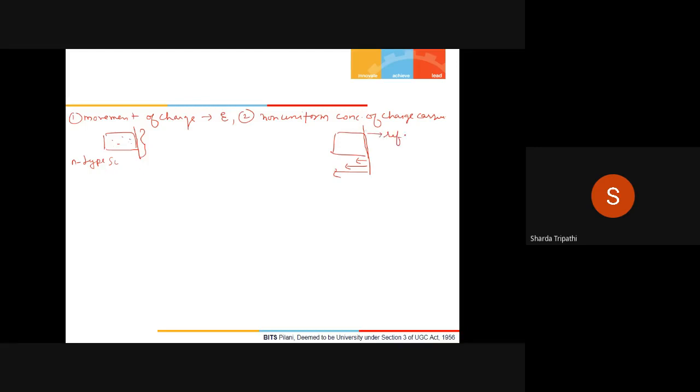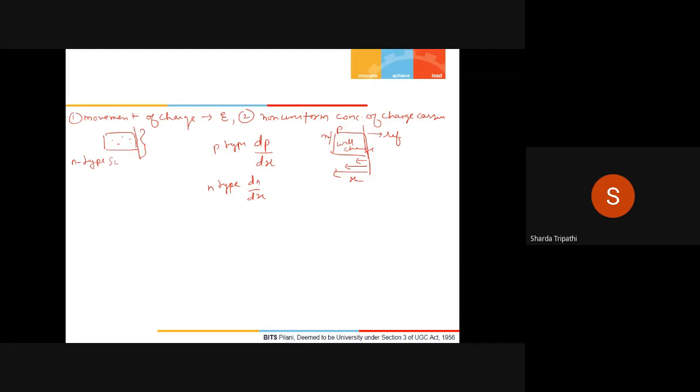So let me say that this is the reference and this is the distance X. As you increase the value of X, the concentration of N or P will change. So in this case, what happens? You have a gradient which is defined by either dP by dx if it's a p-type semiconductor, or dN by dx if it's an n-type semiconductor. Here a gradient is formed.